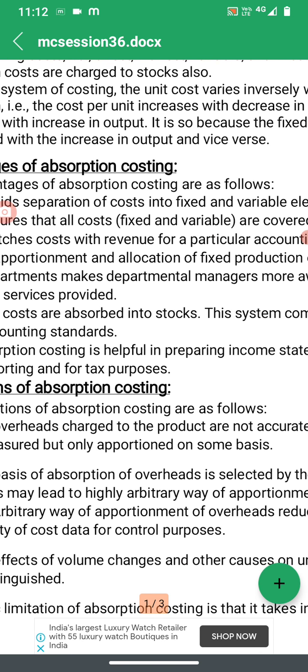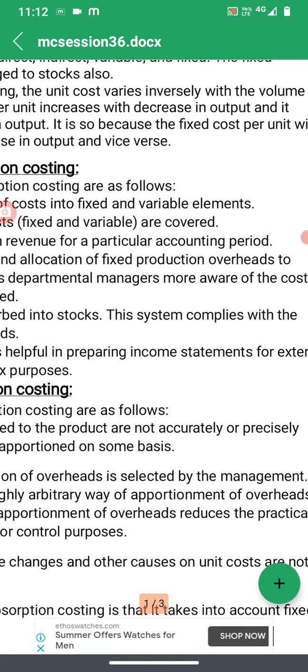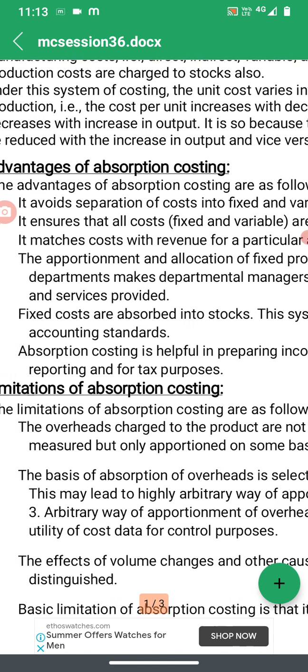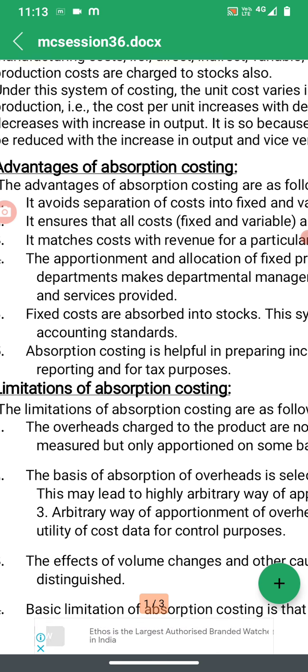Absorption costing helps in preparing the income statement for external reporting and tax purposes. When you are preparing financial statements, that is the income and expenditure statement or profit and loss account and balance sheet, which will be used for tax purposes, and which is also referred to by the public for various purposes, this particular system helps because they will look at the complete cost, not just one aspect of costing.